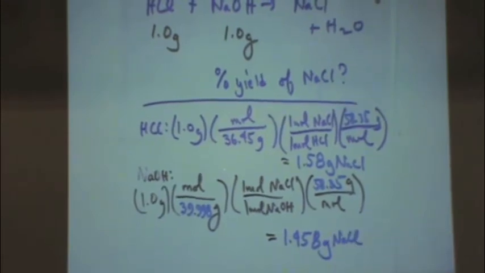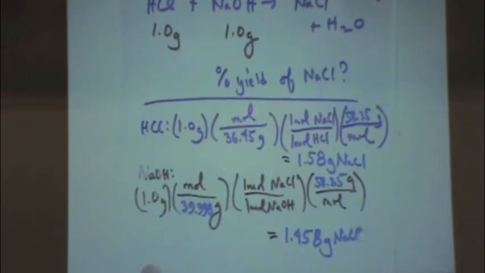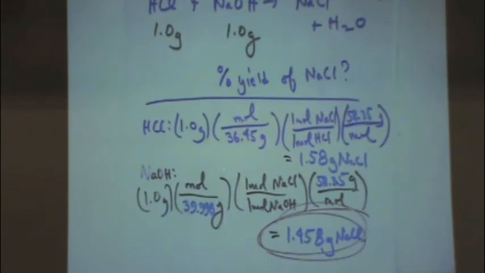Now I have 2 answers, which is mathematically possible with what was given, but chemically not possible. So which one's the correct answer, top or bottom? The smaller answer, which will be the bottom one. That means the limiting reactant in this case is what?